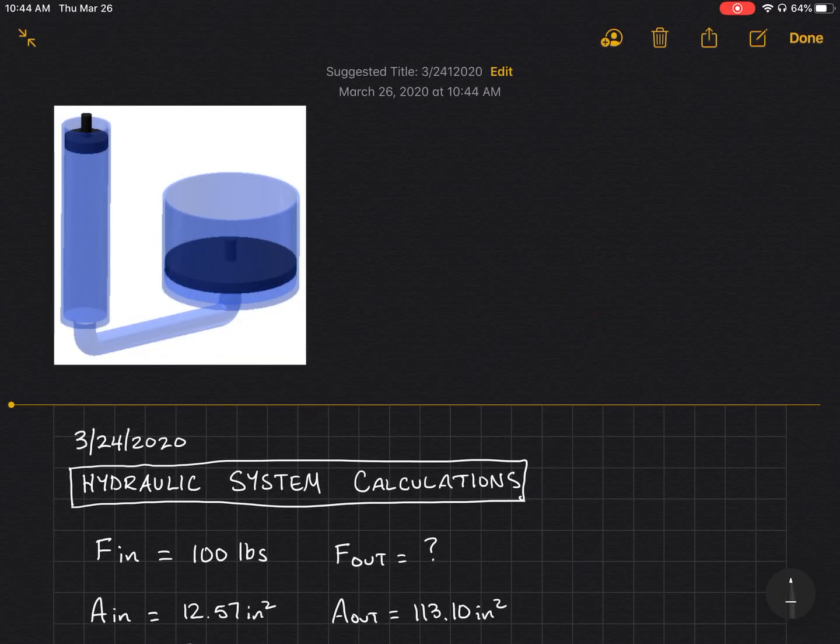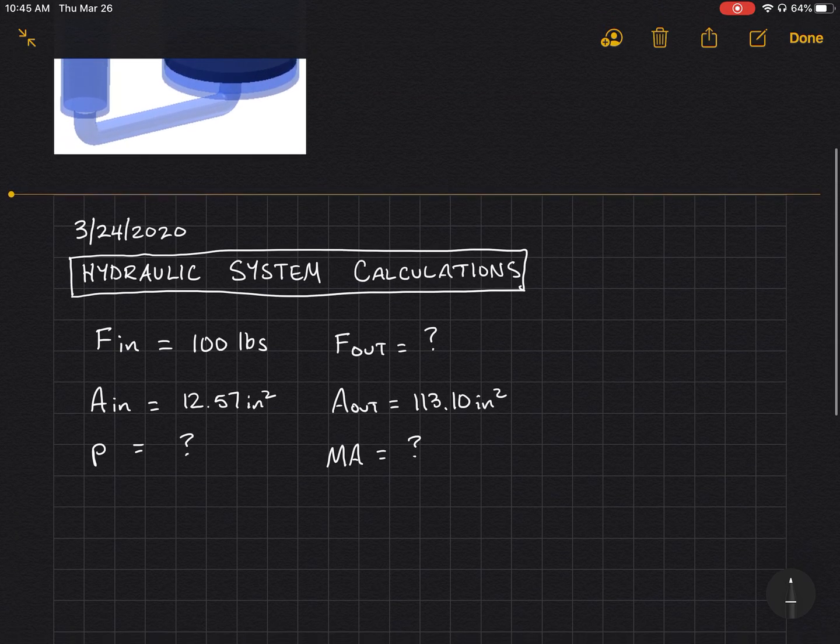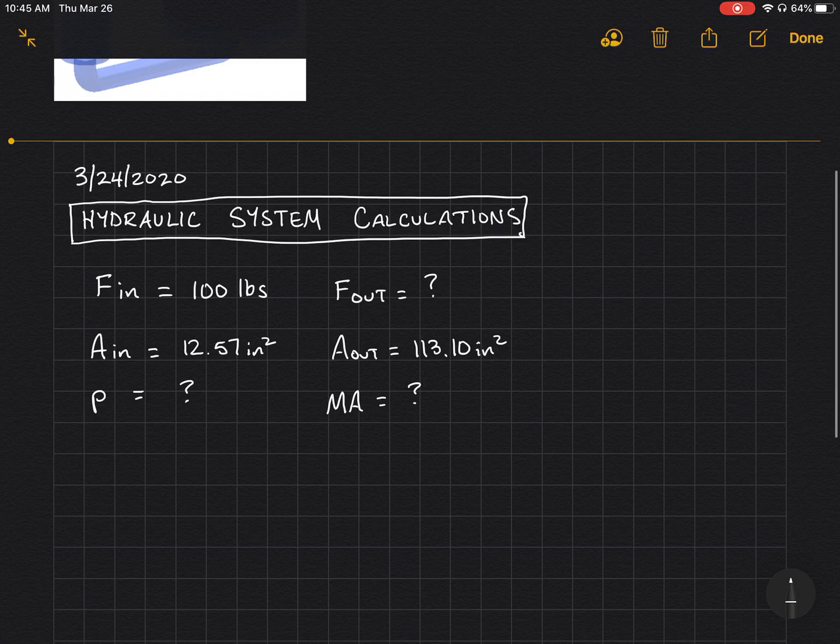All right, we're going to go over how to do some calculations for a hydraulic system. If you look at our system here, we have the smaller cylinder on the left. That is the input cylinder of the system. The larger cylinder on the right will be the output. We know a few things about our system, and I've defined those for you down here.